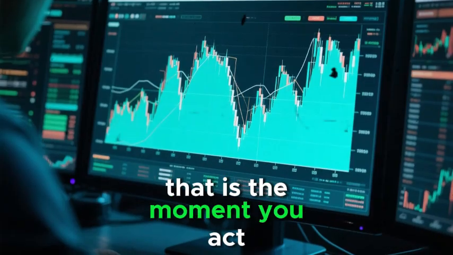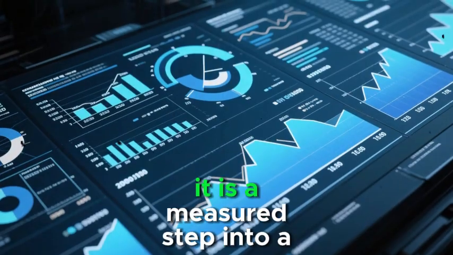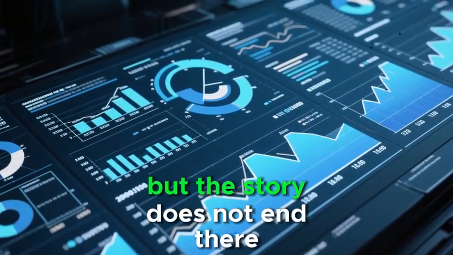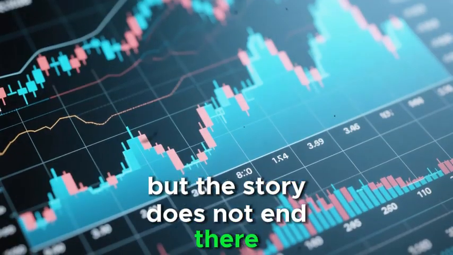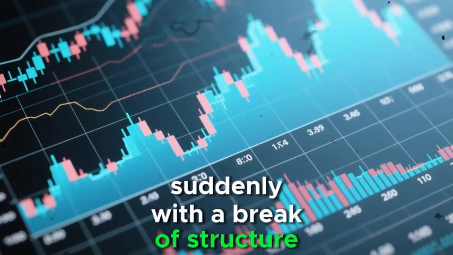That is the moment you act. The entry is not a gamble. It is a measured step into a movement the market already committed to. But the story does not end there. The market will change its mind again, subtly, with a break of structure.